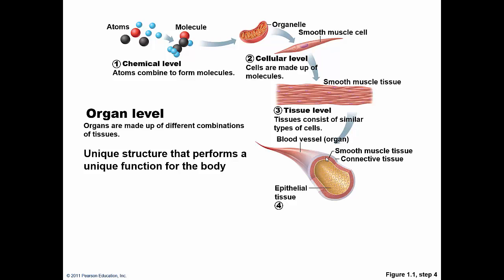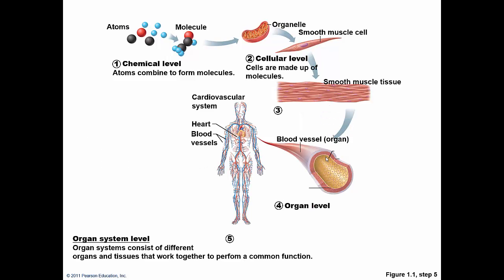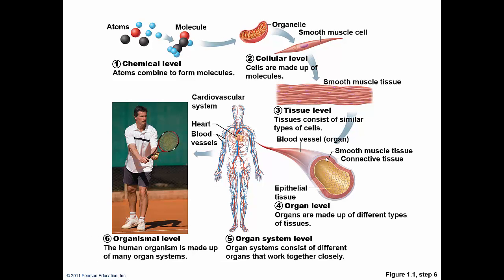If you take a group of organs and put them together in some functional arrangement, you get an organ system. And then if you take a whole bunch of organ systems and put them together, you get an organism, which is us.